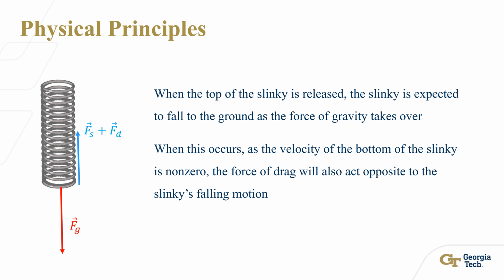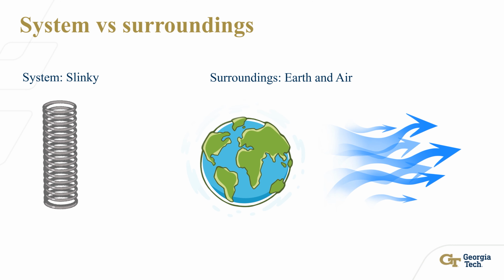When the top of the slinky is released, the slinky is expected to fall to the ground as the force of gravity takes over. When this occurs, as the velocity of the bottom of the slinky is non-zero, the force of drag will also act opposite to the slinky's fall motion. In this experiment, the system is the slinky, whereas the surroundings are the Earth and the air.